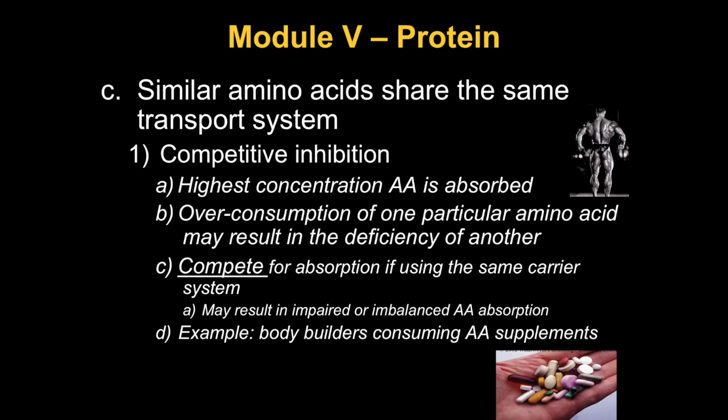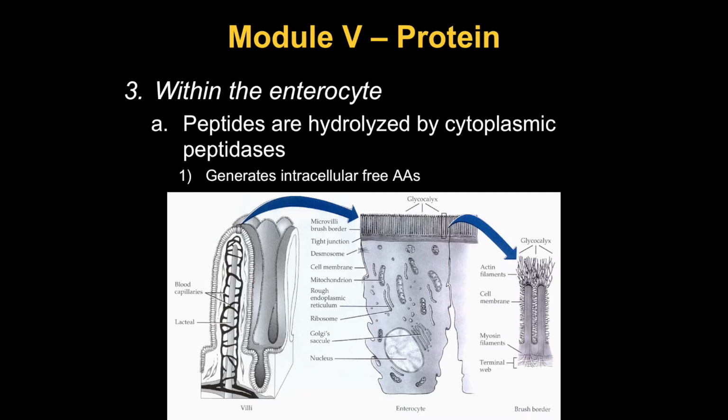Okay, so once we get inside of the enterocyte, so we've crossed that brush border membrane where all the villi are into the enterocyte, we actually will hydrolyze any peptides. So those dipeptides and those tripeptides will be broken apart using hydrolysis, and we release the amino acids from those peptides. So we get all these free amino acids now.